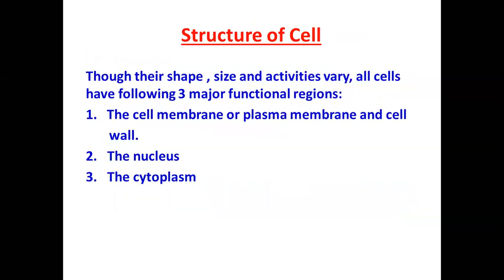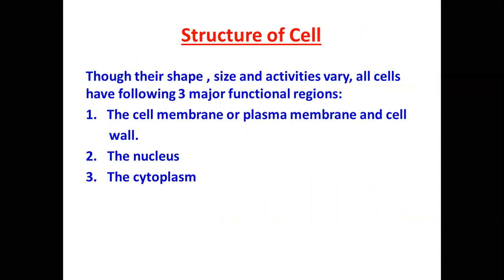Now next is structure of the cell. Though their shape, size and activities vary, all cells have the following three major functional regions. First is the cell membrane, which is also known as plasma membrane, and the outer wall, that is the cell wall. Next is the nucleus, and the next common part is cytoplasm.